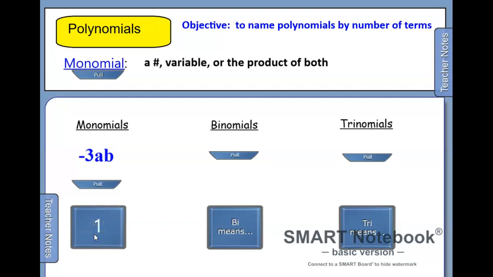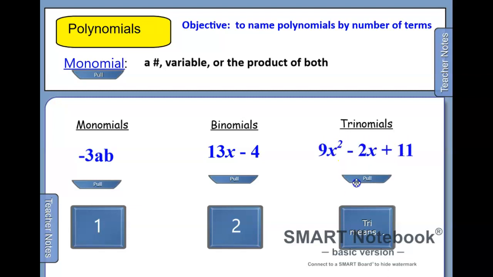Monomial, one term. This is an example of a binomial. It has two terms. These two things are joined by multiplication. This doesn't have anything else with it, and the two of them together are joined by either addition or subtraction. Binomial means two. And last but not least, a trinomial is exactly what you think it has. It has three terms: x to the second, x to the first, and a constant. Trinomial means three terms.